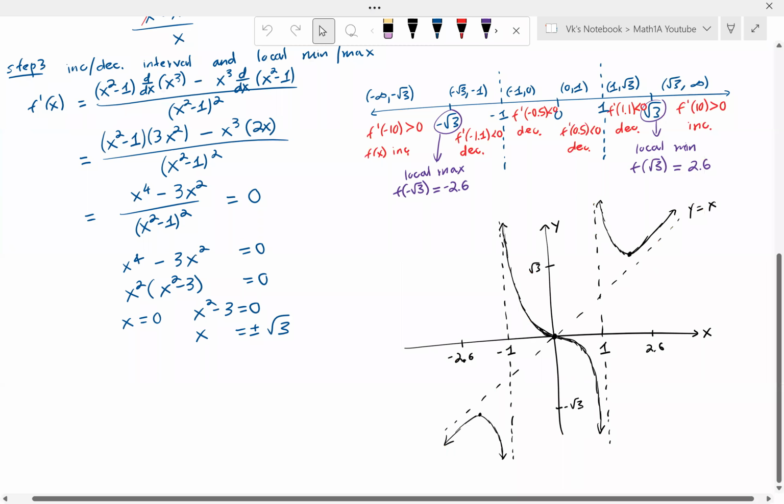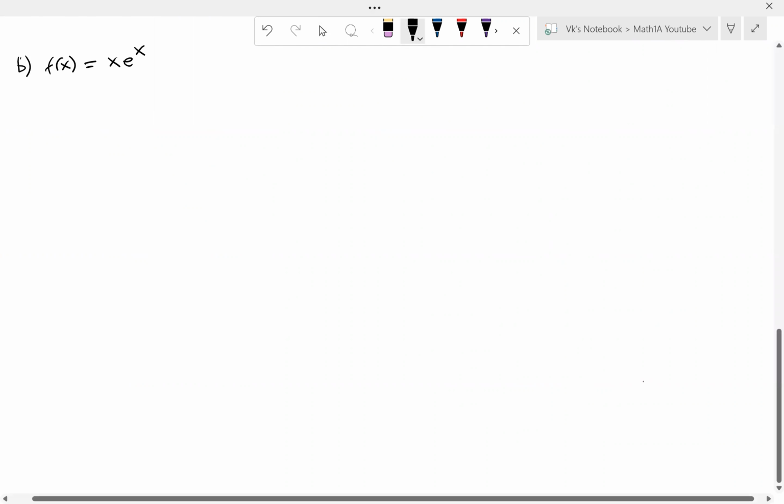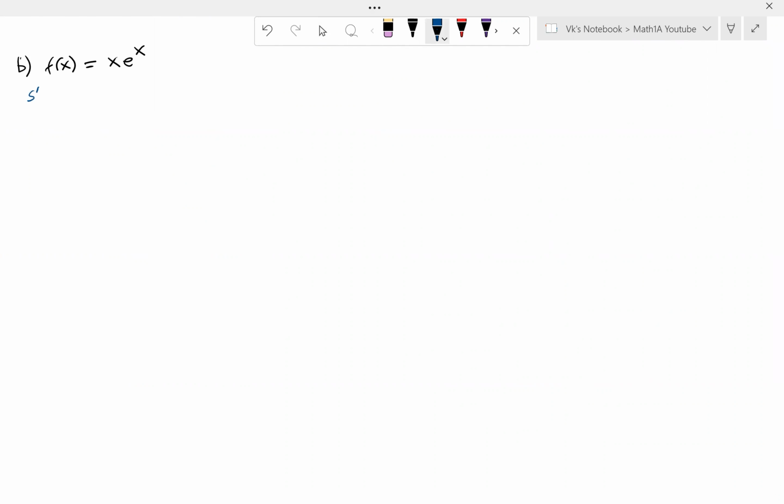Let's do another one. One more example. Here comes B. f of x equals x e to the x. Same thing here. Step 1, domain. Well, that is the product of two functions, x and e to the x. Domain of x is everywhere. Domain of e to the x is everywhere. So the domain here is all real numbers.